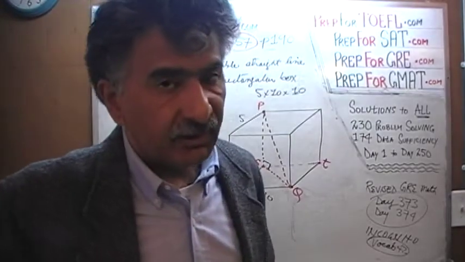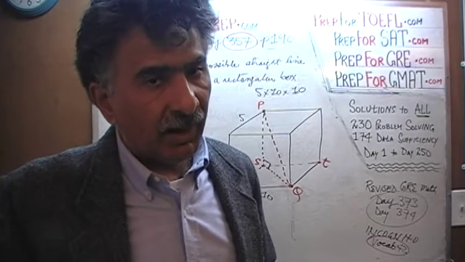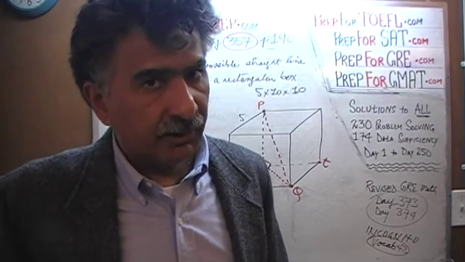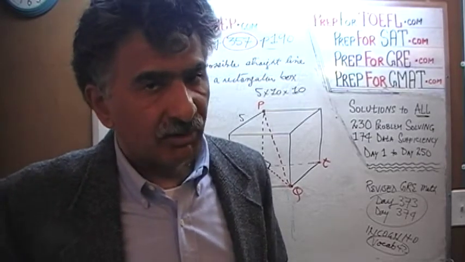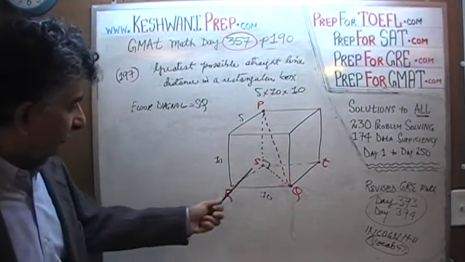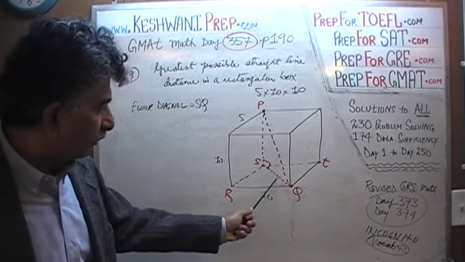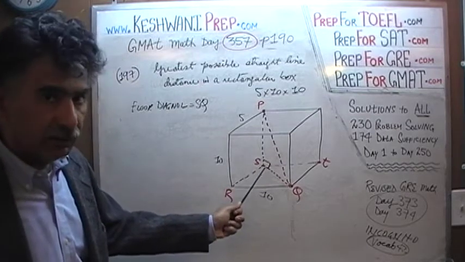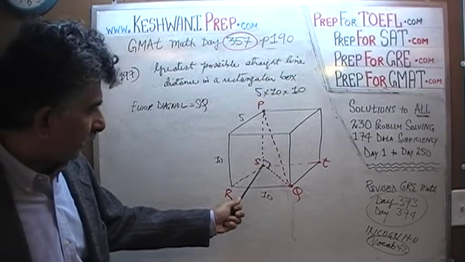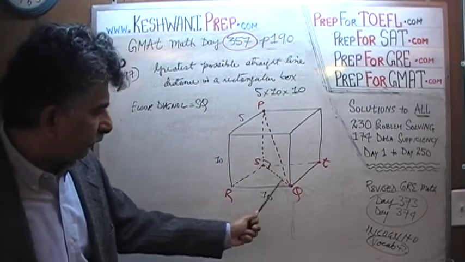What gives people difficulty is the fact that we're dealing with a three-dimensional object here, a three-dimensional rectangular box, but all that is required here is simple application of Pythagorean theorem twice. First, we're going to use Pythagorean theorem to find out this floor diagonal from S to Q. Once we have the floor diagonal, we're going to use that value and again apply Pythagorean theorem on the right angle triangle that we see here, which is SPQ. Let's find out the floor diagonal S to Q.